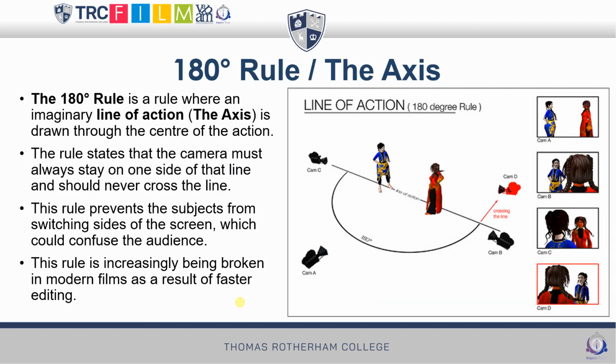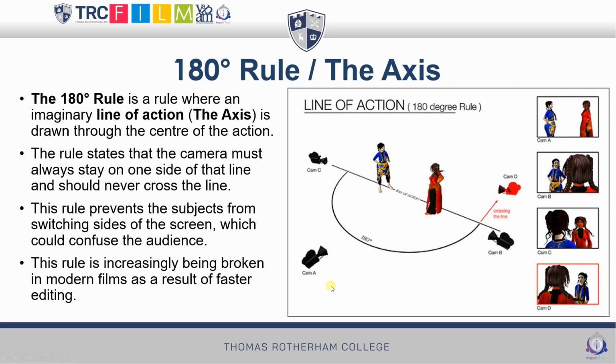So, what is the 180-degree rule, or the axis? Right, okay. The 180-degree rule is a rule where you draw an imaginary line, the line of action, or the axis, through your scene. Right? The rule says the camera must always stay on the same side of the line. It shouldn't cross it. That prevents subjects from switching sides of the screen. That can confuse the audience. This is increasingly being broken in modern films. It's not as hard and fast a rule as it used to be.